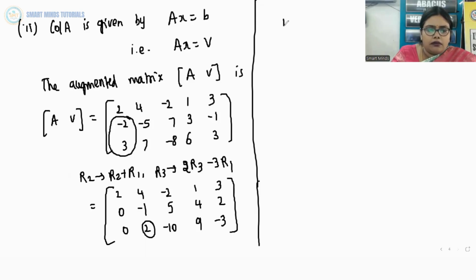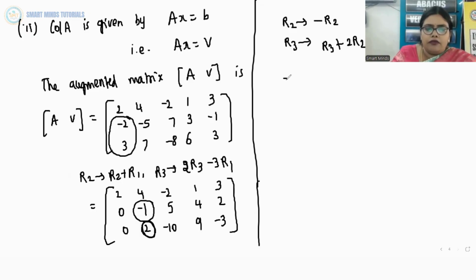We are taking R2 as minus R2 because I want to make this element 1. So I am multiplying with minus. Also, we want to make this as 0, so R3 is R3 plus 2R2.